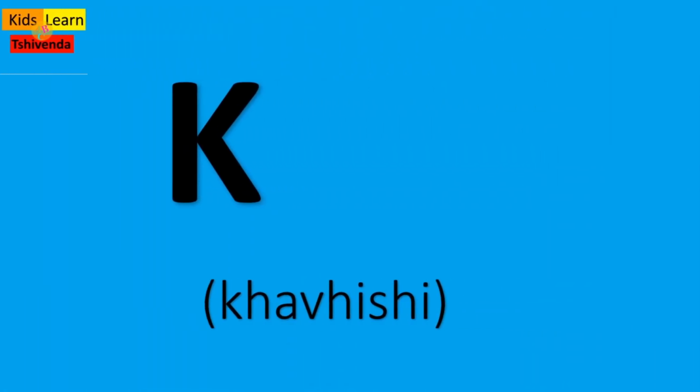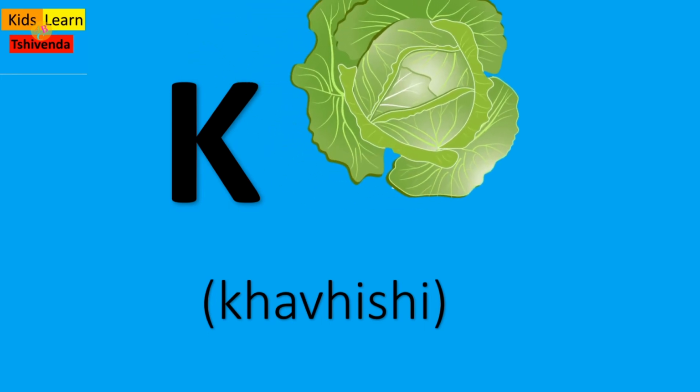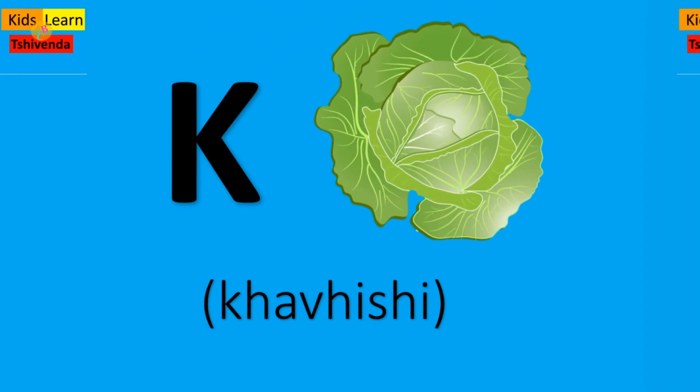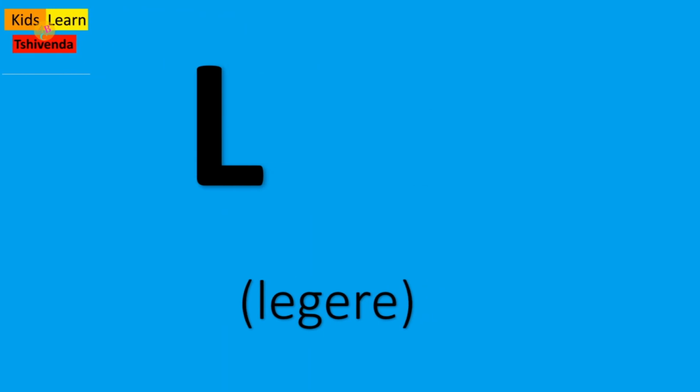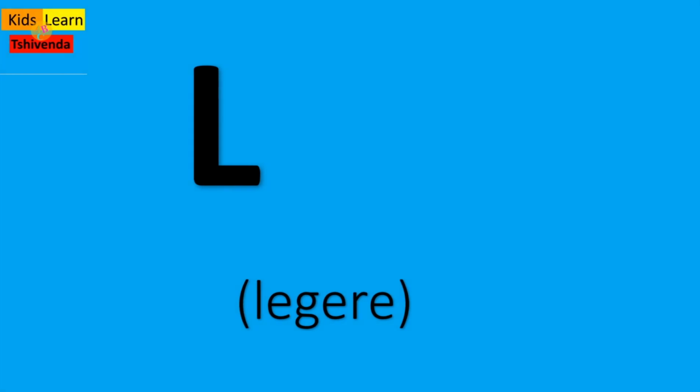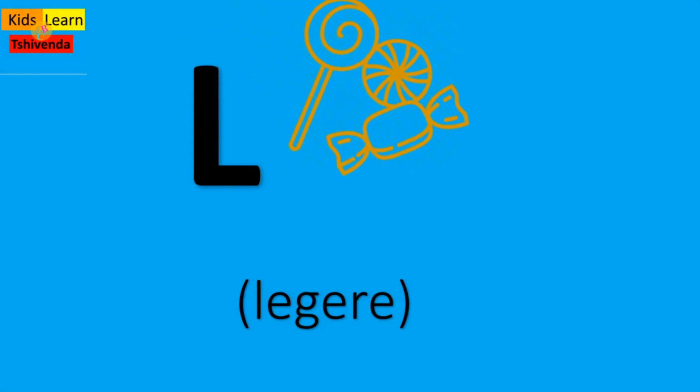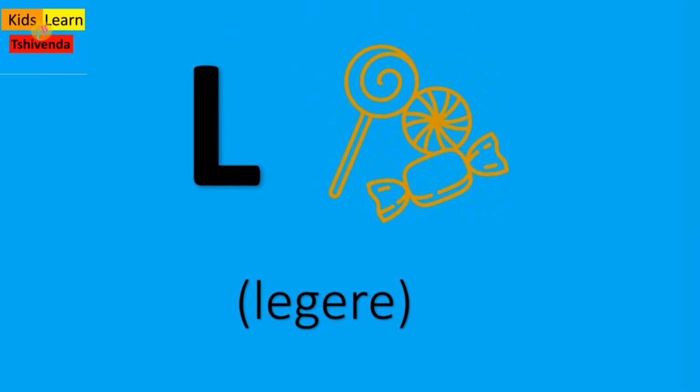K. For kabishi. Kabishi, which is cabbage. L. For legere. Legere, which is sweets.